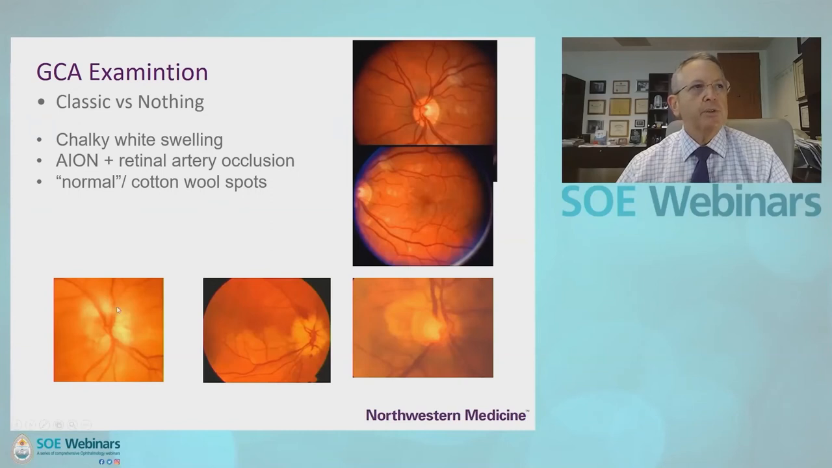So once again, here I show some classic examples of chalky white swelling. Here's that simultaneous ischemic optic neuropathy with branch retinal artery occlusion. Here's posterior ischemic optic neuropathy with just a cotton wool spot. And here's a patient with just some feathery cotton wool spots and maybe a suggestion of choroidal ischemia on exam. So these are all patients that had severe vision loss in the setting of giant cell.